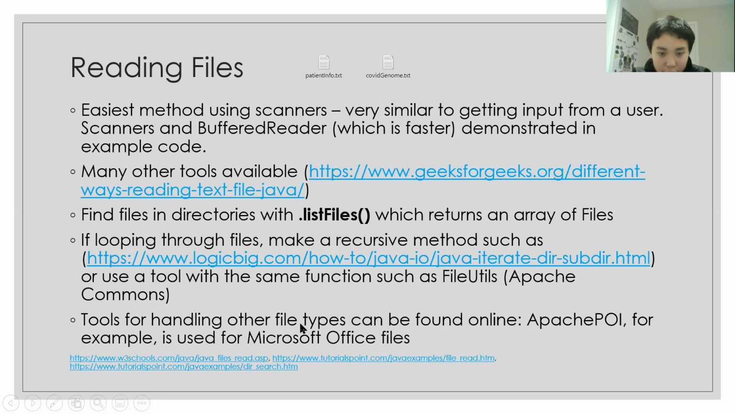Tools for handling other file types can be found online. There's a lot of different file types, obviously, not just .txt. Text files are the most commonly encountered, especially if you're trying to download, say, COVID genome data that someone might be analyzing. That's usually found in a text file. But there's a lot of other file types. As I mentioned, over the summer I had to deal with NII.gz files, which are a rare medical imaging file type, and I had to get a special tool in order to handle it.